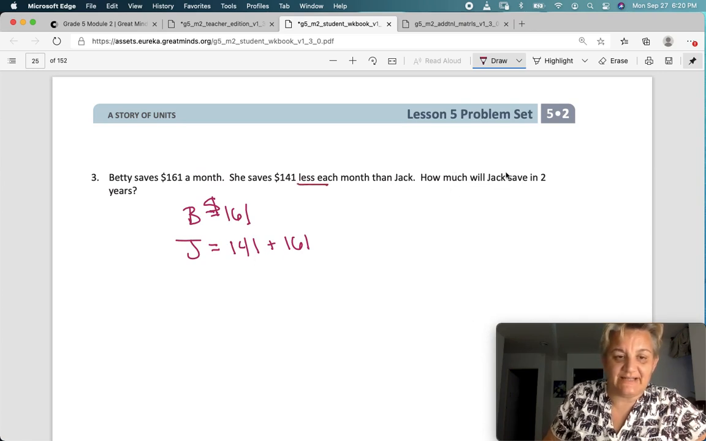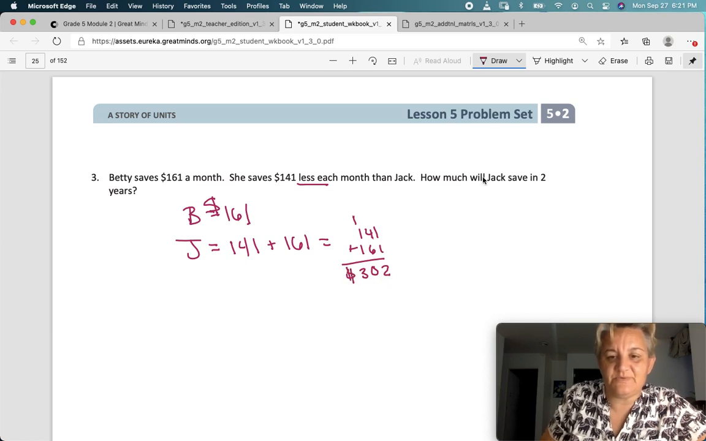How much will Jack save in 2 years? Well, first let's find out how much he saves. Okay, 141 plus 161 is 2, carry the 1, is $302 per month.